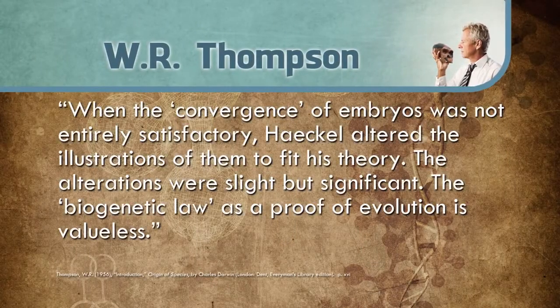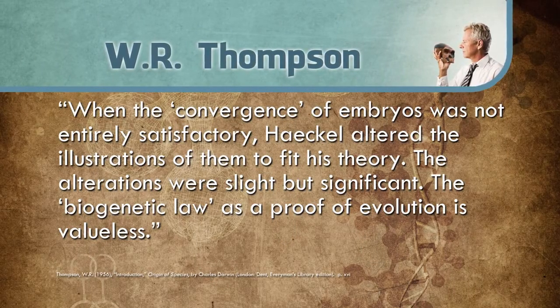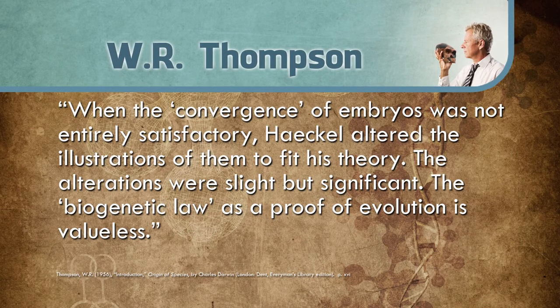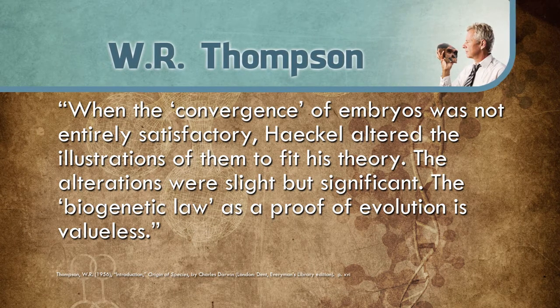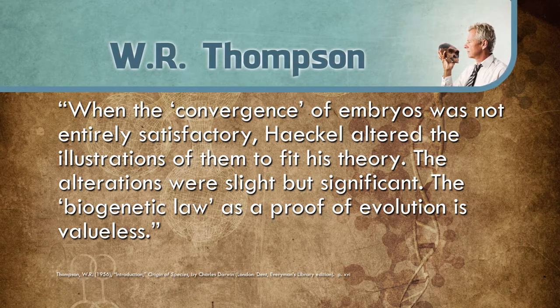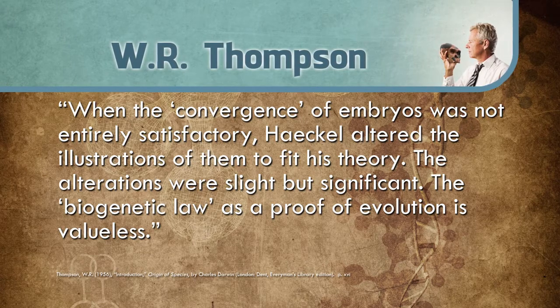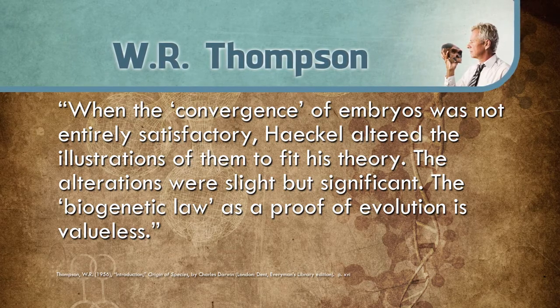The late W.R. Thompson, renowned entomologist and one-time director of the Commonwealth Institute of Biological Control, who wrote the introduction to a 1967 edition of Darwin's Origin of Species, said regarding Haeckel's chart, "When the convergence of embryos was not entirely satisfactory, Haeckel altered the illustrations of them to fit his theory. The alterations were slight but significant. The biogenetic law as a proof of evolution is valueless."